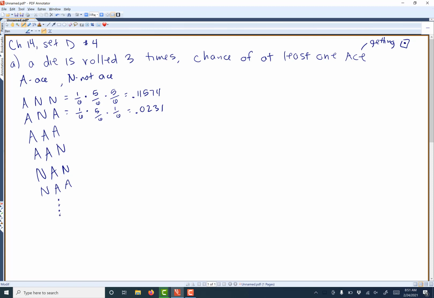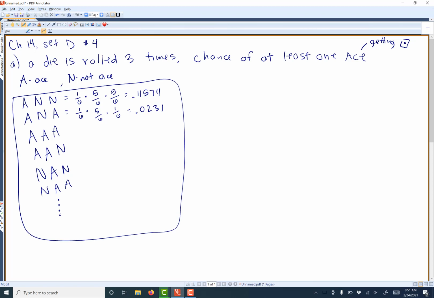And I'm going to have to do that for each of these, and I'm going to have to keep coming through, and it's going to be a pain to do all of that. So this is what you'd have to do if you list out all of the possibilities. And this is only when we roll 3 times. If you want to roll 6 or 12 times, you're going to be doing this all day, and you're definitely going to miss some.